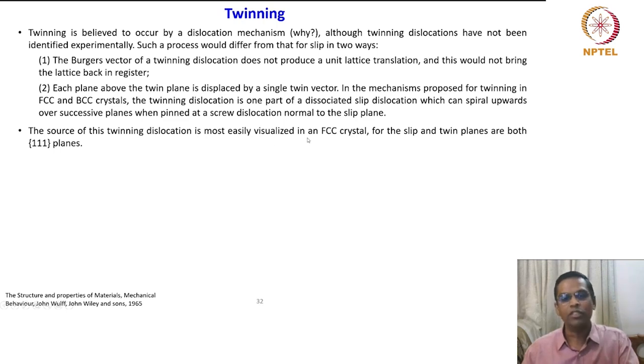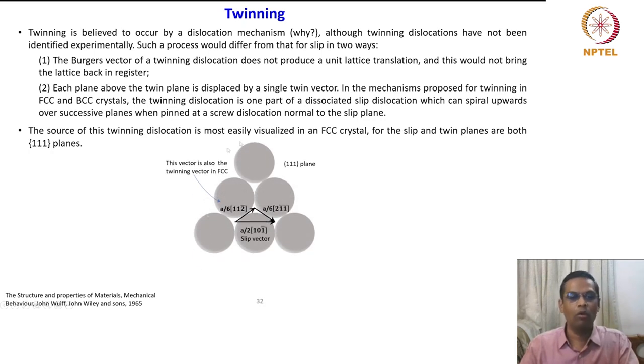is most easily visualized in an FCC crystal, for the slip and the twin planes are both 111 planes. So this is one advantage we have. To visualize this hypothesis, we can choose the FCC crystal system itself, because in FCC crystal systems, both slip and twin take place in the 111 family of planes. Okay, that is important. So we know what the 111 family of planes is, and this schematic nicely shows it.